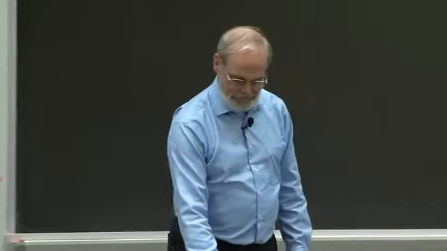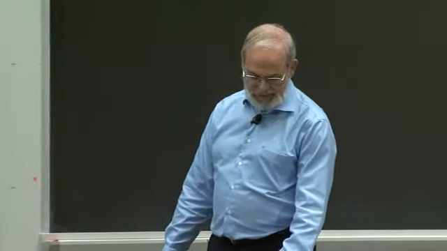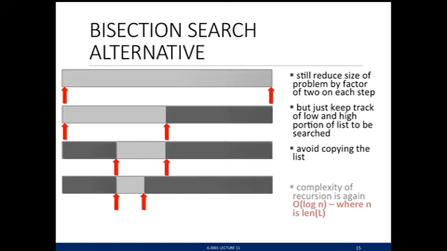I'm still reducing the size of the problem by a factor of 2 at each step. That's great. All I need to do now, though, is just keep track of which portion of the list I'm searching. I'm going to avoid copying the list. So the number of recursive calls, again, will be logarithmic. Let's see if that actually fixes my problem.